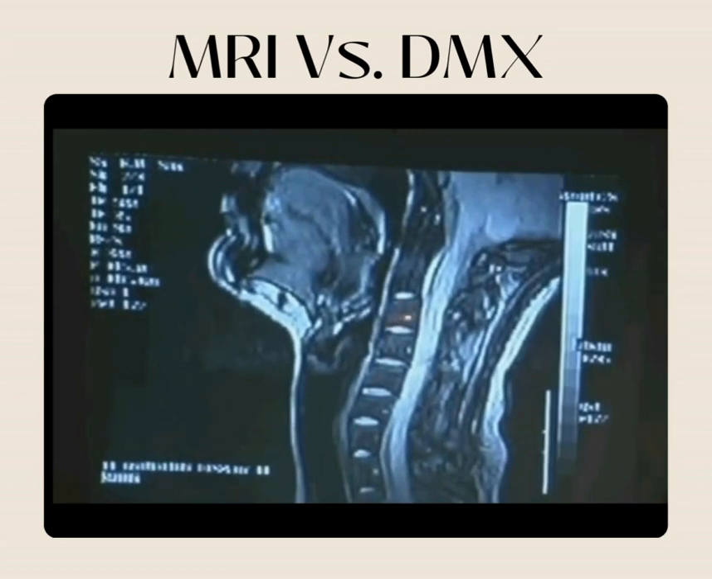When in reality, this is C3. C2 is here, C1 up here, occiput. 30% of the neck is above here. That set of bones, those 3 bones, are above this last disc. That's why MRIs can't diagnose headaches.